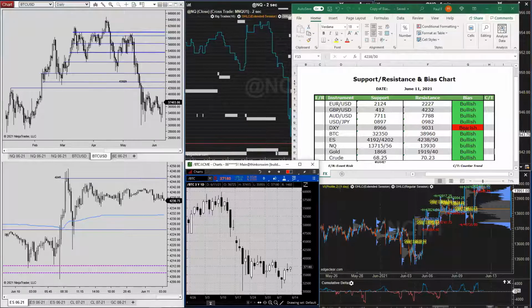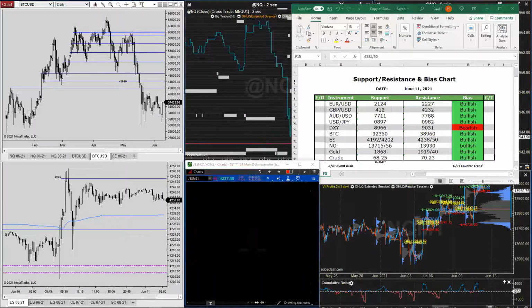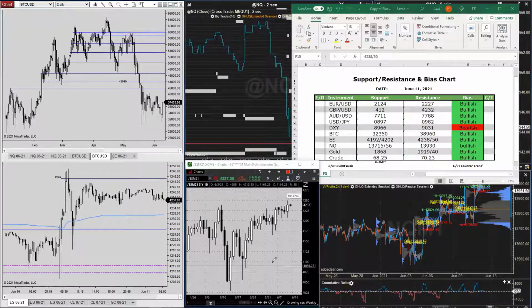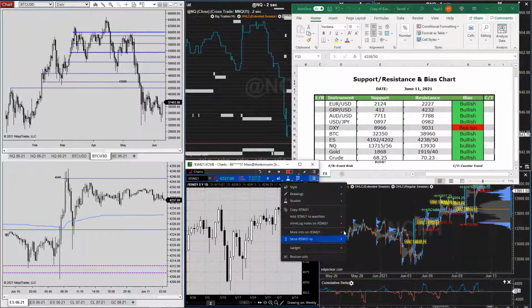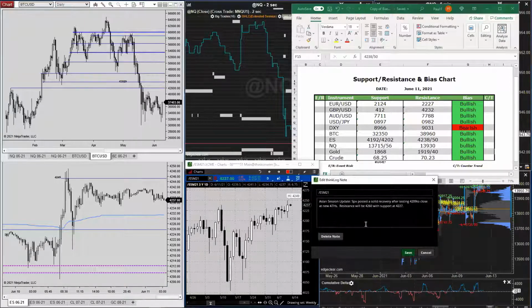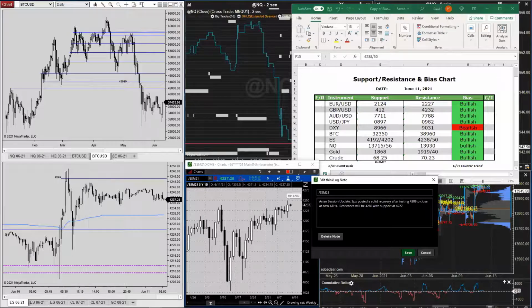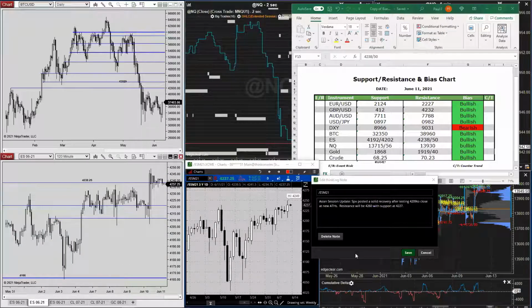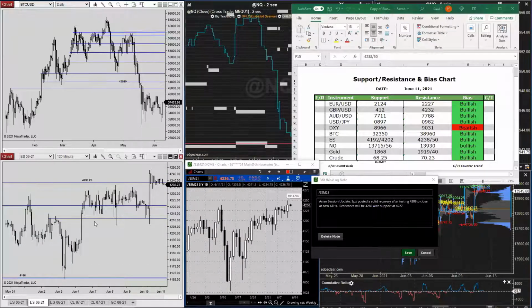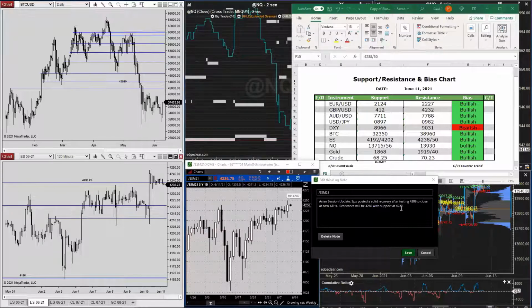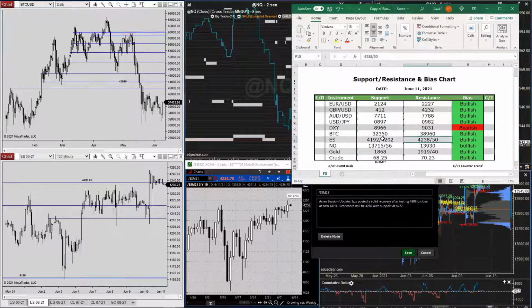Move on to E-mini. S&P's posted a solid recovery after testing 4209 to close at new all-time highs. Resistance will be 4260 with support at 4227.